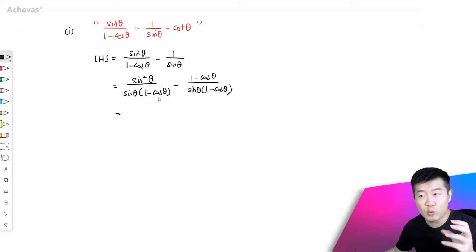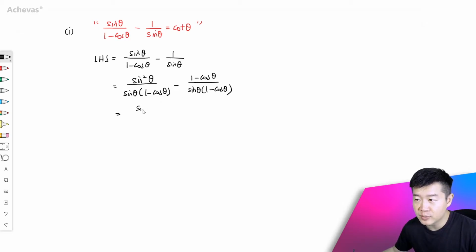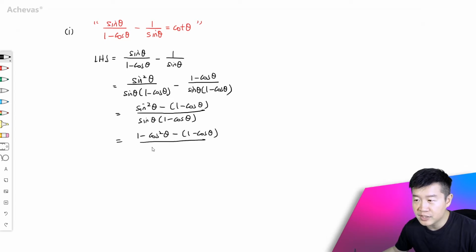Combining this now into one single expression, it is going to be sine square theta minus (1 minus cosine theta) divided by sine theta (1 minus cosine theta). Sine square theta we can re-express into 1 minus cosine square theta. So 1 minus cosine theta, this is going to be here. The denominator will be sine theta (1 minus cosine theta).